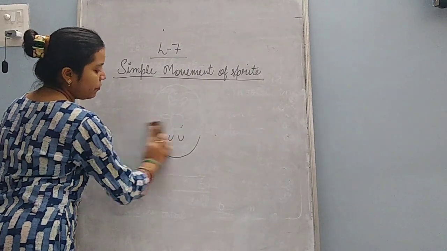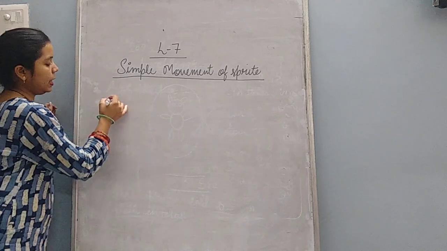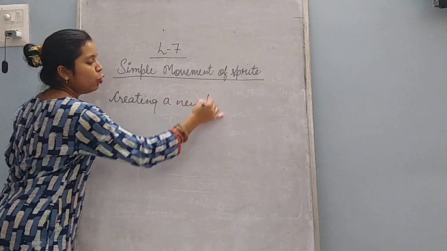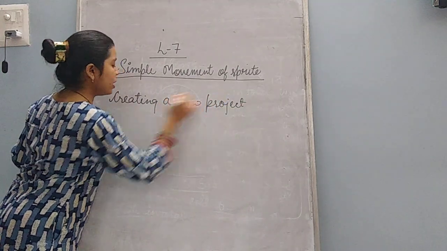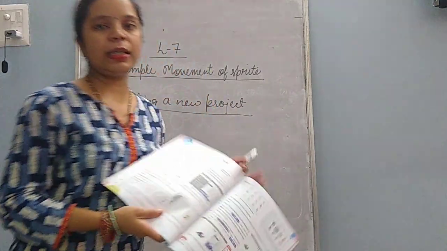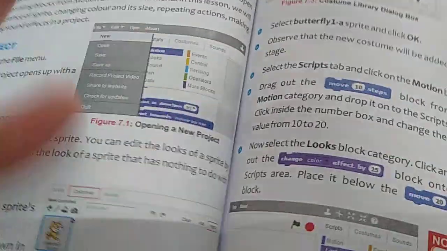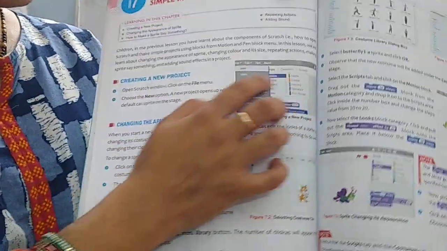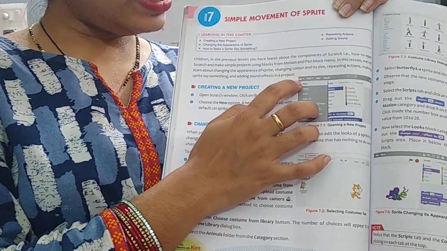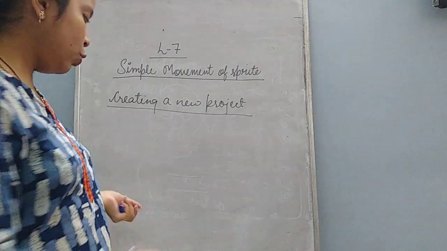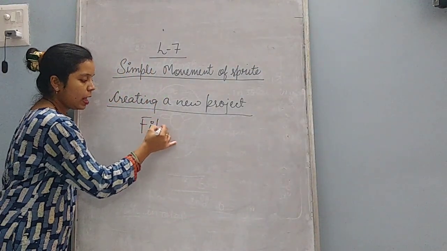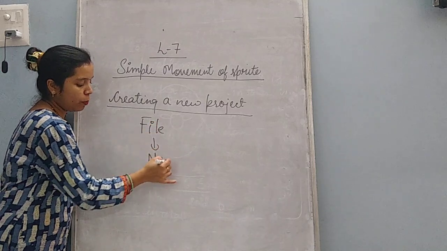Now in this chapter the first thing given is creating a new project. Now how will you create a new project in Scratch? It's very easy. When you open your Scratch, you will see it like this. Simply you have to go to the File button and then click on the New option. Only two steps you have to follow.